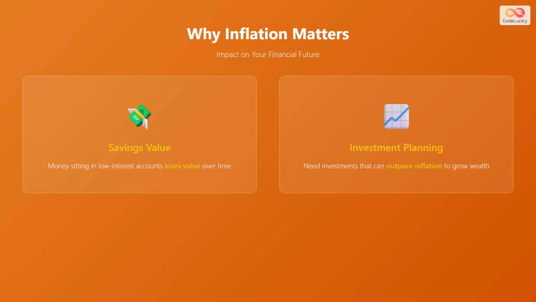Inflation has a profound impact on your financial future in two key ways. First, it affects your savings. Money sitting in low-interest savings accounts loses value over time when inflation is higher than the interest rate you're earning. If inflation is 3%, but your savings account only pays 1% interest, you're actually losing 2% of your purchasing power each year. Second, inflation affects investment planning. To build wealth, your investments need to grow faster than the inflation rate. This is why understanding inflation is essential for making smart long-term financial decisions.